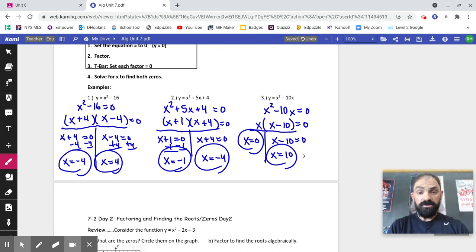So that is solving for the roots, also known as the zeros, where we factor and set equal to 0. Tough lesson today, and we will review it again in the next lesson. If you have any questions, please reach out.